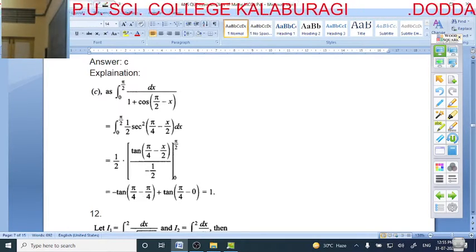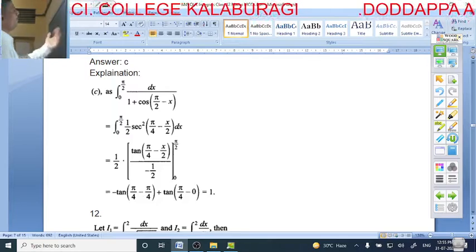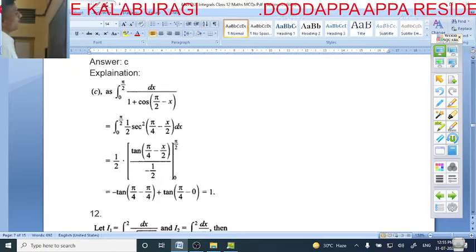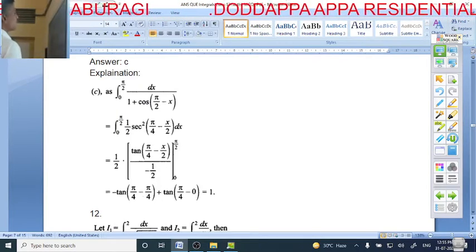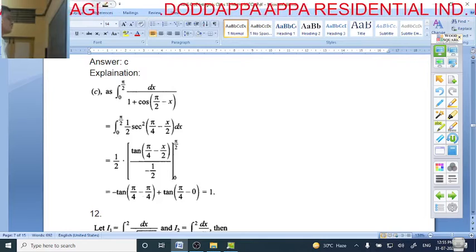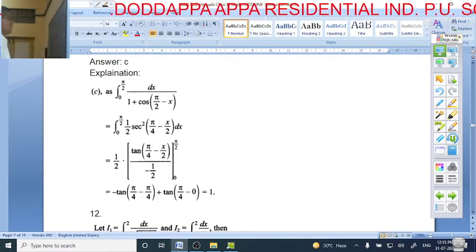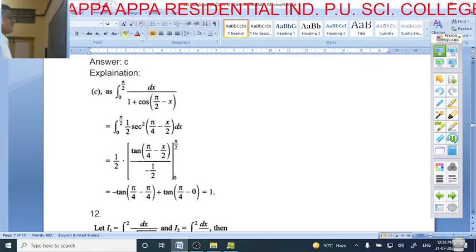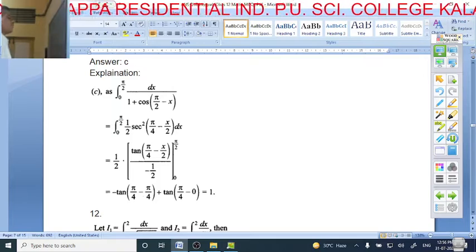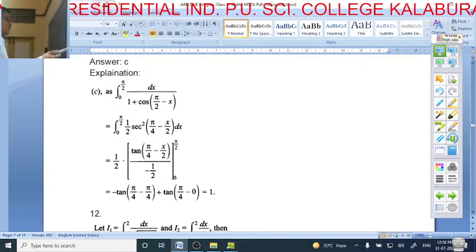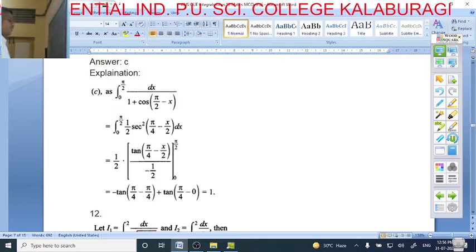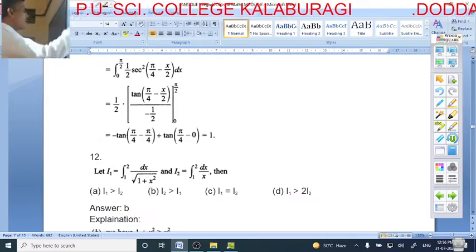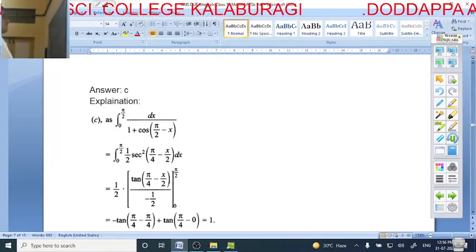allied angles, cos of 90 minus theta is equal to sin theta. Making use of that, 1 plus cos of pi by 2 minus x, which can also be written as 2 cos square theta minus 1 plus 1 can cancel, so 1 by 2 sin square of pi by 4 minus x by 2 we are getting, into 1 by 2 constant, and integration of sec square is tan, that is tan of pi by 4 minus x by 2, and minus because of the minus x by 2. The integration is minus 1 by 2, from 0 to pi by 2, upper limit and lower limit we substitute, simplify, and we are getting 1 as the answer. That is, option C is the correct one.